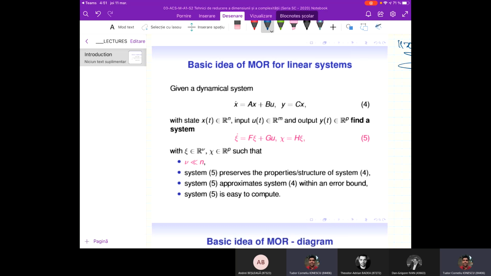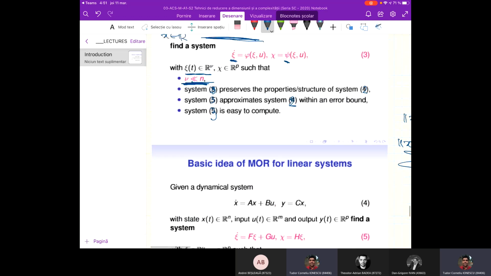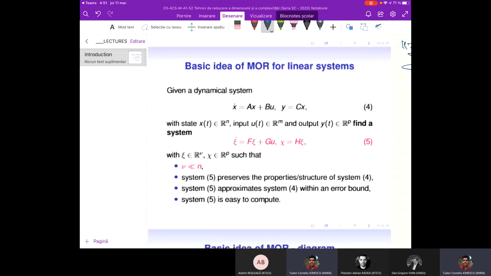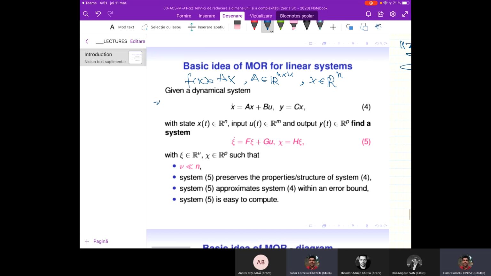So from the general case of f of x, now we discuss the particular case when f of x is linear, is Ax, where A is a square constant matrix, and x is a vector of variables x_i(t) of dimension n. So x is x1(t) to xn(t). This is x, and the matrix A is a big matrix.